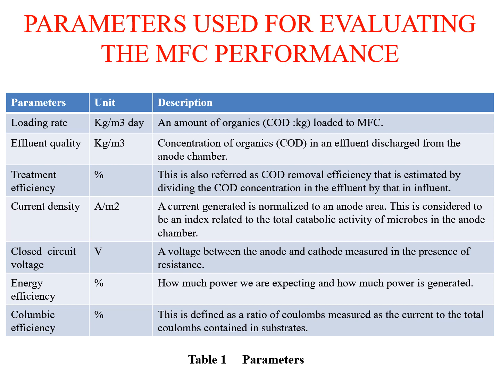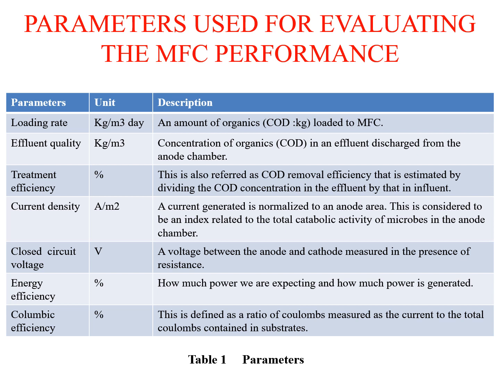Treatment efficiency. It can be expressed as a percentage, and this can also be referred to as COD removal efficiency, that is estimated by dividing the COD concentration in the effluent by that in the influent. Current density. Its unit is ampere per meter square. It is considered to be an index related to the total catabolic activity of the microbes in the anode chamber. The current generated is normalized to the anode area.